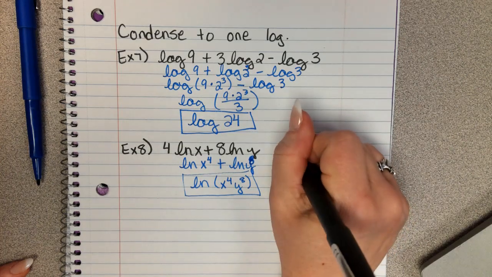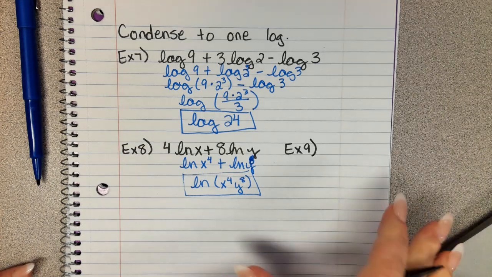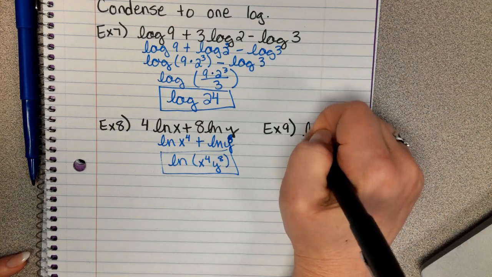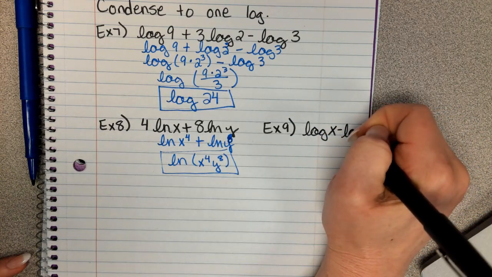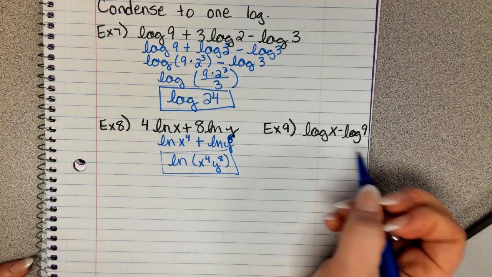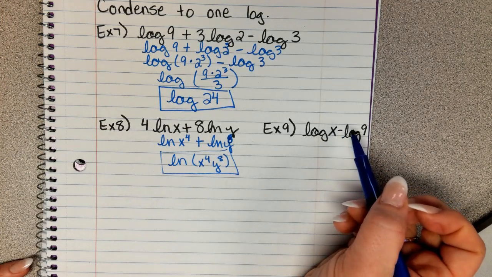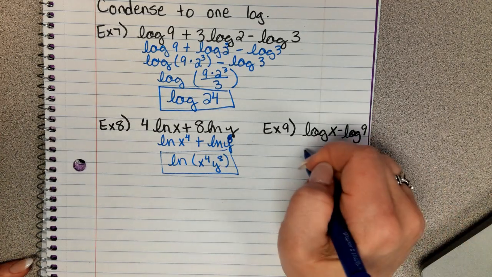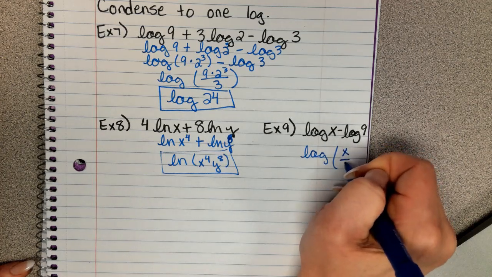Let's do one more like that. I'll do it to the side so I can get change of base on the same one. Let's do log of x minus log of 9. Same rules. We have the same base, which is great. You have to have the same base to use these properties, but I have x and then I have minus 9, so that could be condensed into division. So that would be log of x divided by 9.